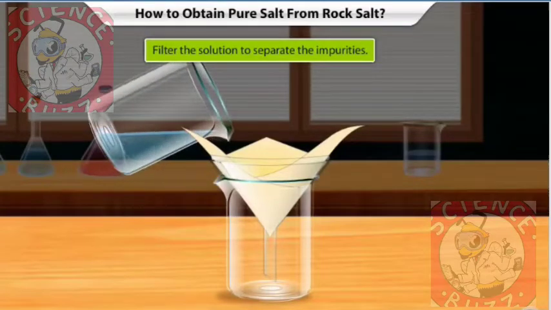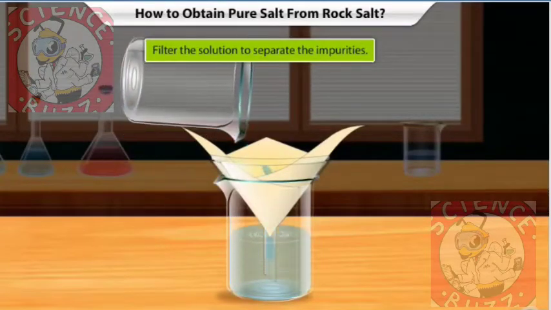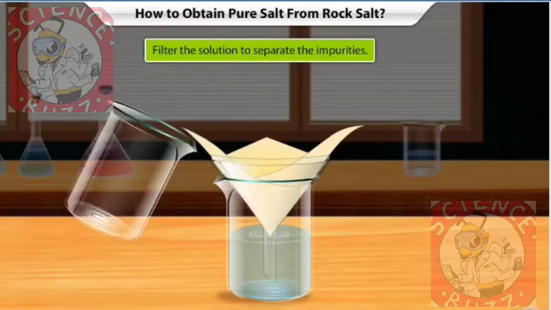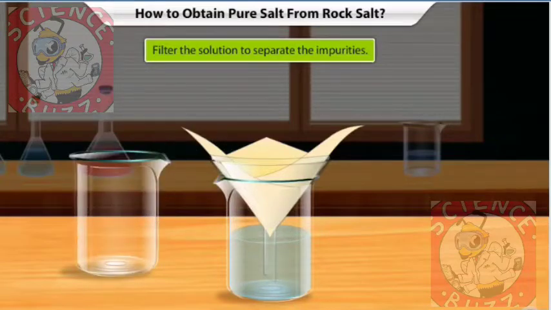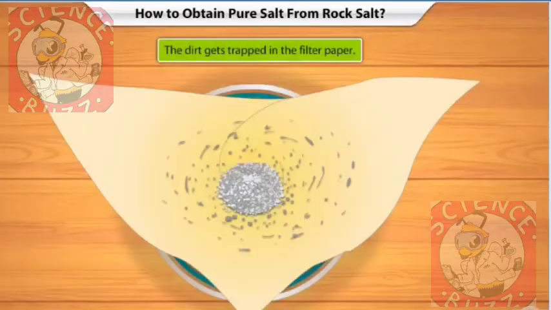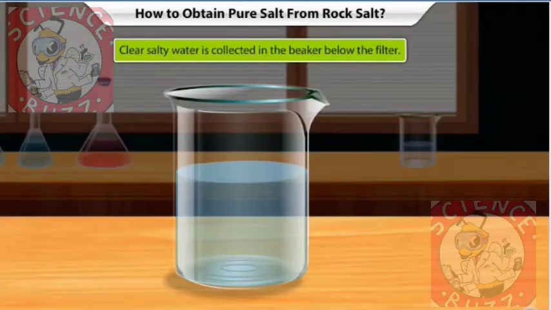Now, we have to separate the impurities from the solution. So, we'll filter the solution. When we pass the solution through a filter paper, the dirt gets trapped in the filter paper. The solution that drips through the filter paper into the beaker below is clear salty water.